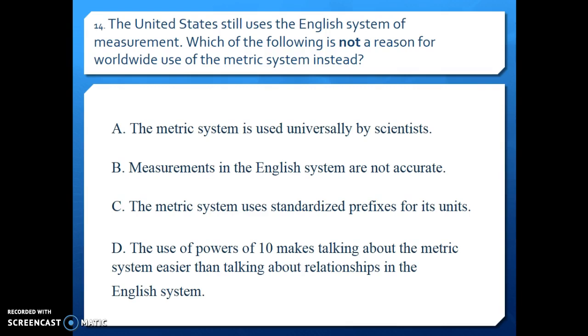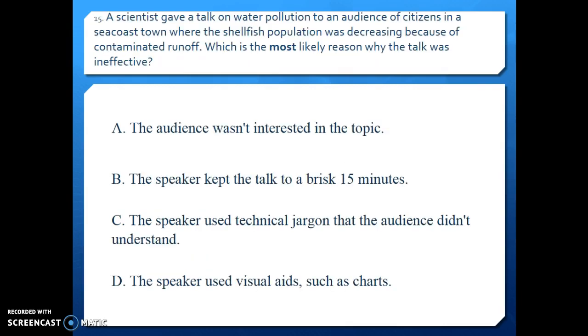The United States still uses the English system of measurement. Which of the following is not a reason for worldwide use of the metric system instead? A scientist gave a talk on water pollution to an audience of citizens in a seacoast town where the shellfish population were decreasing because of contaminated runoff. Which is the most likely reason why the talk was ineffective?